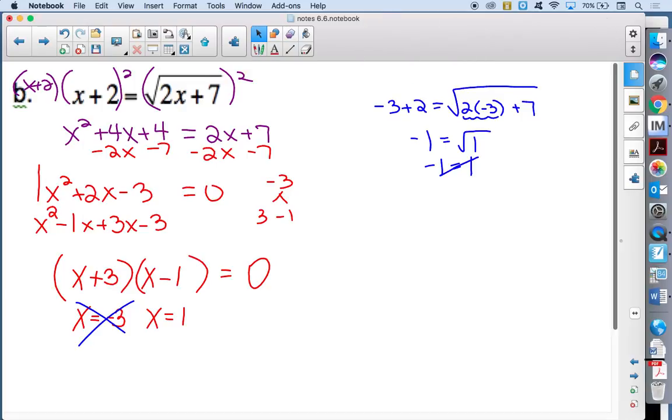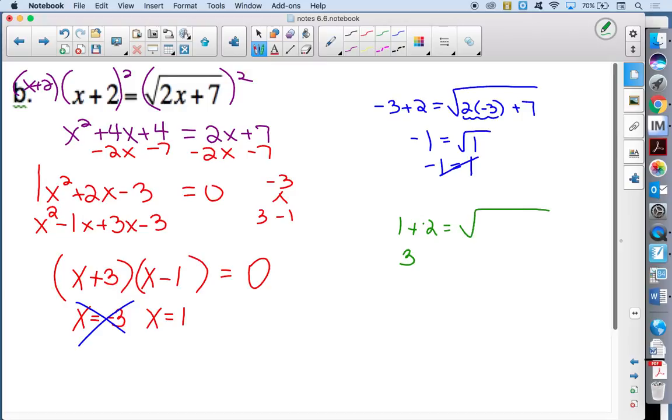Just to show you that the other one does work, 1 plus 2 makes 3. 2 times 1 plus 7 makes the square root of 9. And 3 does equal 3. So circle the one that works, cross off the one that doesn't, but do something so that when I'm looking at it, I can see that you did check it and you know that one of them is extraneous. Questions?